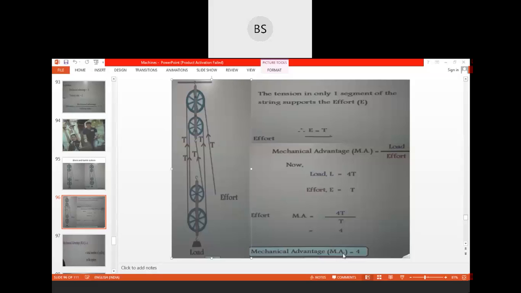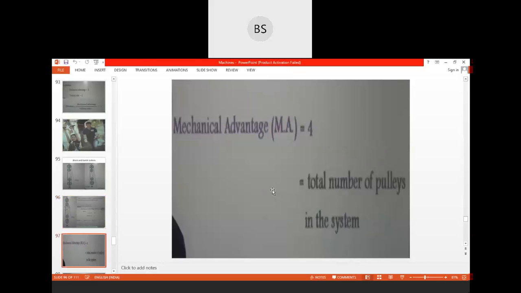So any doubt in mechanical advantage for block and tackle? Have you understood how we got the answer 4? Any doubt, or shall I move further? Okay. Everybody clear? Or only Vijay is saying no doubt? All of you have understood?